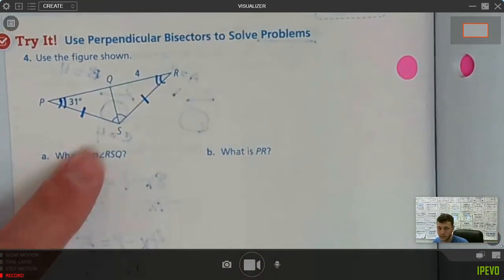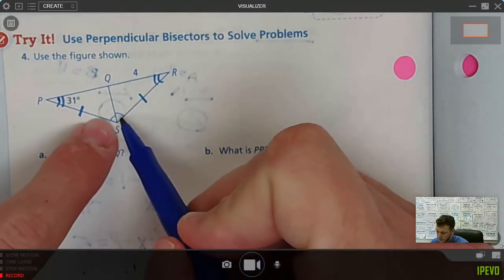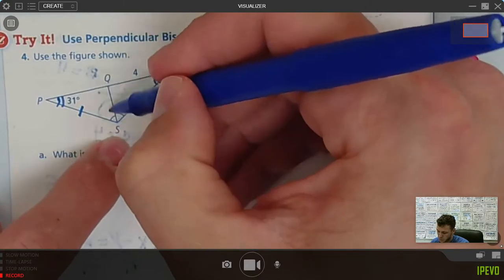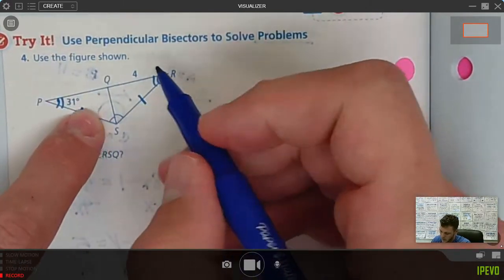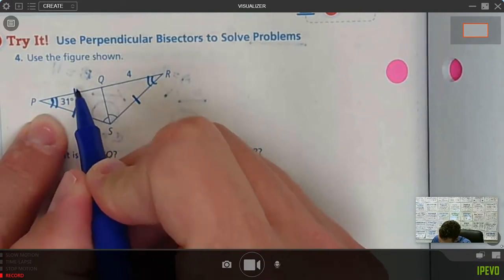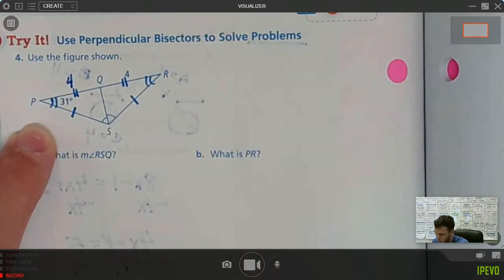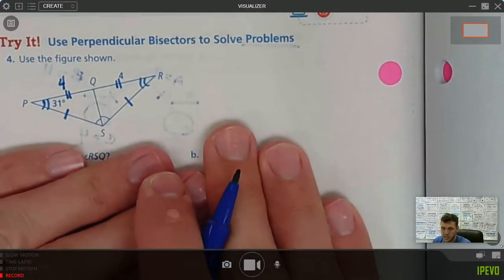Now, one of the things that we know is that if these angles right here are congruent, and they split this isosceles triangle, then we know that these sides are also going to be congruent. So we know that that is 4. And whenever I'm working out these, before I even start to look at the question, a lot of times I like to fill in all of the pieces of information that I know.